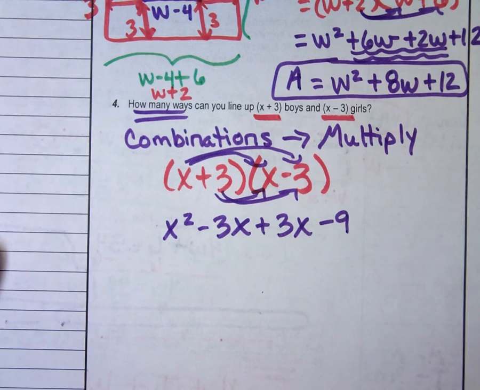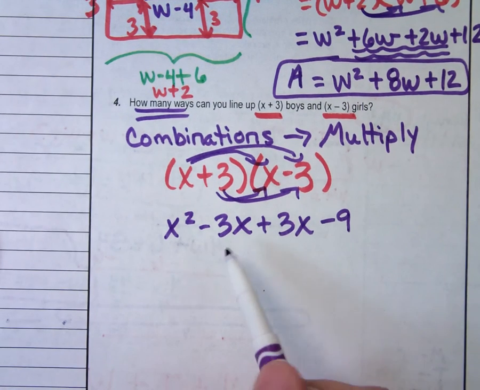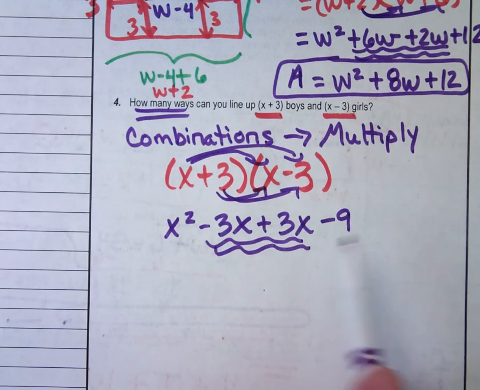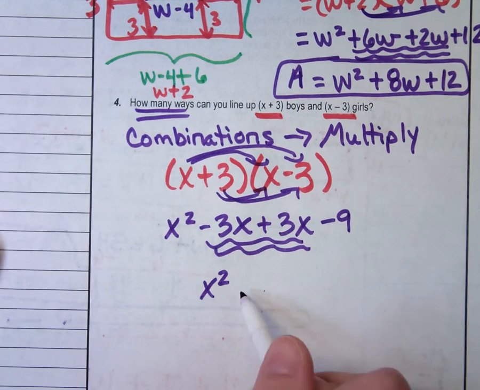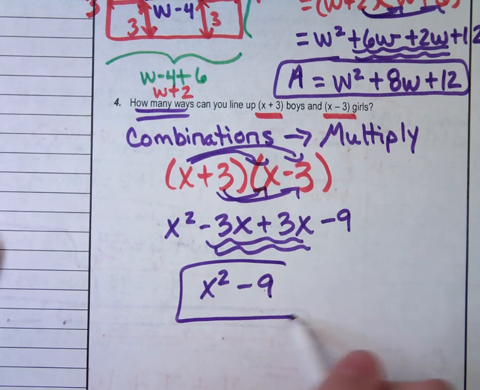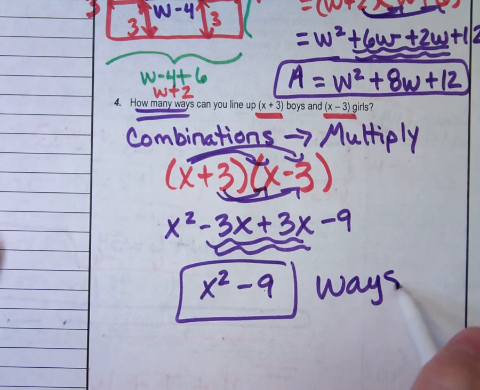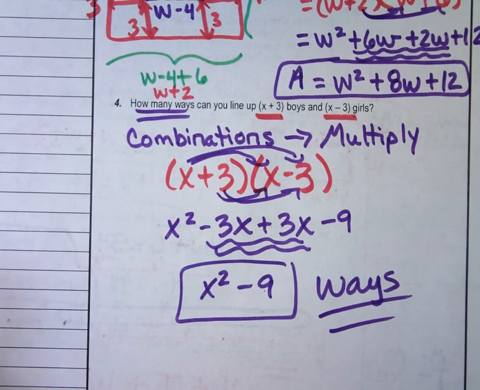What do you get if you combine the negative 3x and the positive 3x? 0. Shoop! That's gone. All you're left with is x squared and a minus 9. And that's how many ways we have to line up x plus 3 boys and x minus 3 girls.